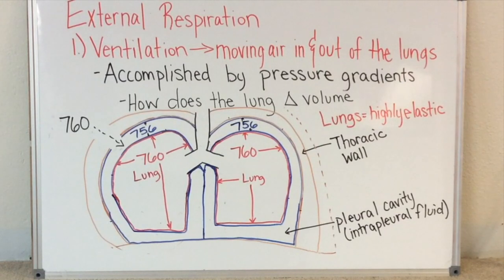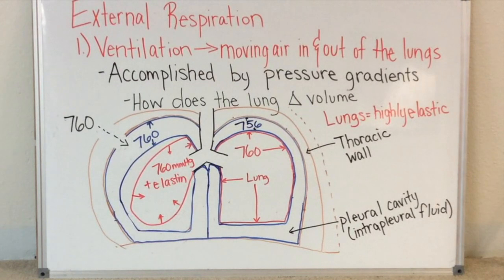This increased inward force on the lungs, along with the elastic property of the lungs, will cause the lung to recoil and deflate. Because the outward pushing force of this 4 millimeter of mercury pressure difference is lost, the elastin becomes the dominant force acting upon the lungs. This elastin is going to pull the lungs inward, causing the lungs to collapse, and air will no longer be able to move in and out of that lung.